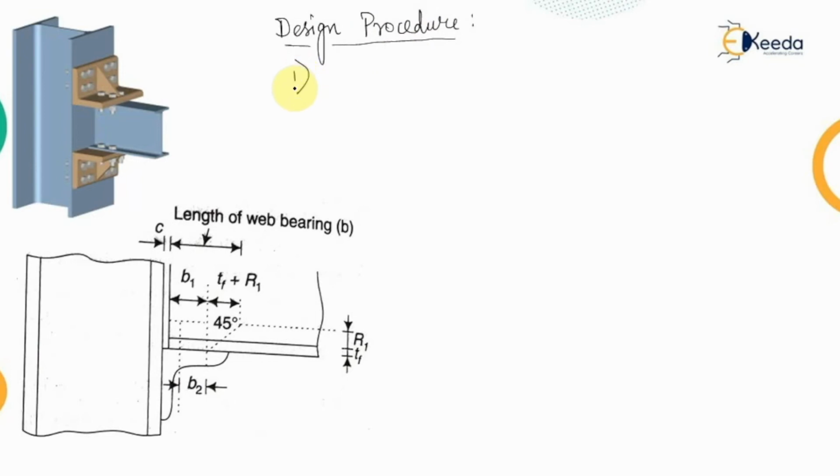Now in the design procedure, as you can see, we have provided the connection between the beam and the column in this manner, and we have provided two angles, one at the bottom of the beam flange and the other at the top of the flange, and all the connection has been maintained using the bolt assembly. Now the first step in the designing process is to find out the length of the seated angle.